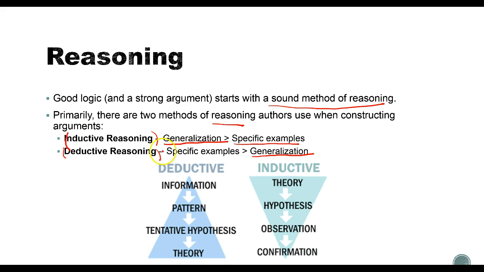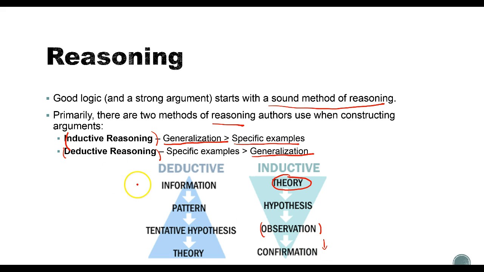Here's a graphic I found online. So when we're reasoning inductively, we start with a theory or a thesis, and then we make some observations, and then we confirm whether or not that theory or thesis is true.